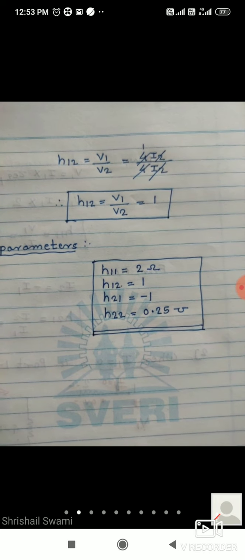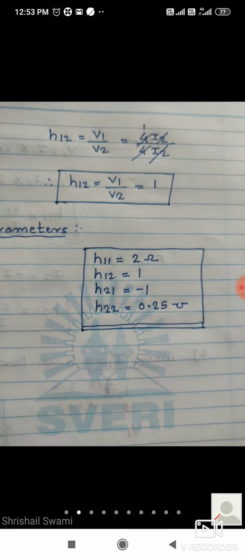So any doubt in this problem? A very simple network was given. Any doubt?